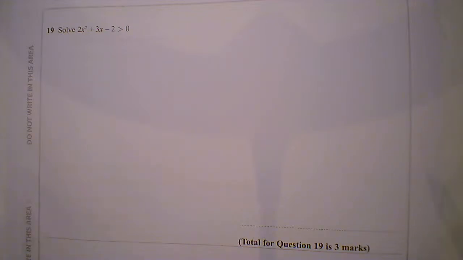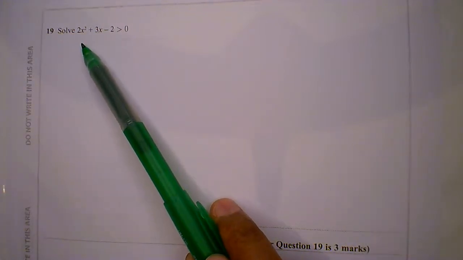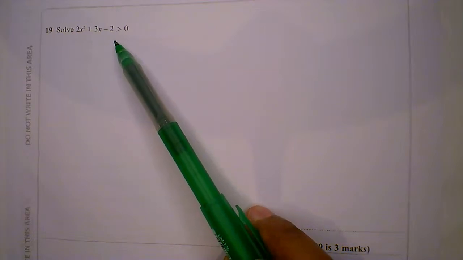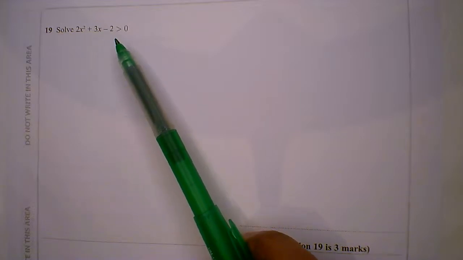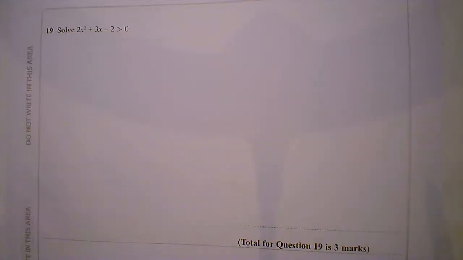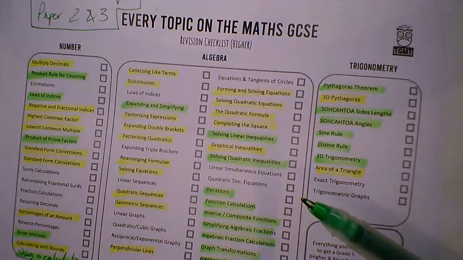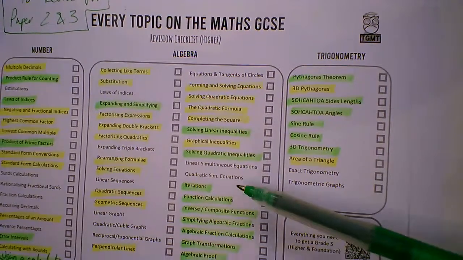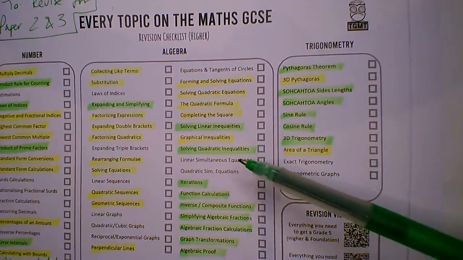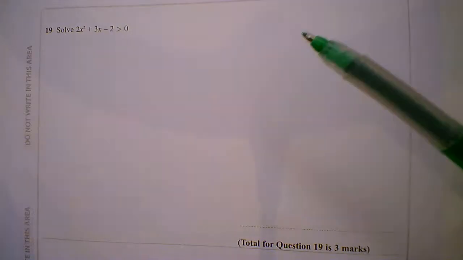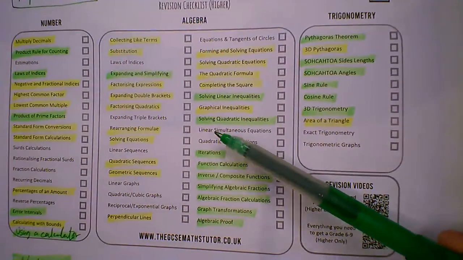All right, so this question is: solve 2x squared plus 3x take away 2 is bigger than 0. So this is clearly factorizing harder quadratics. Now this is very likely to come up in the exam. If I look at my topic list again, we've got factorizing here, and solving quadratic inequalities. So this is a quadratic inequality. It has come up for the last 2 years, so it's very likely to come up.